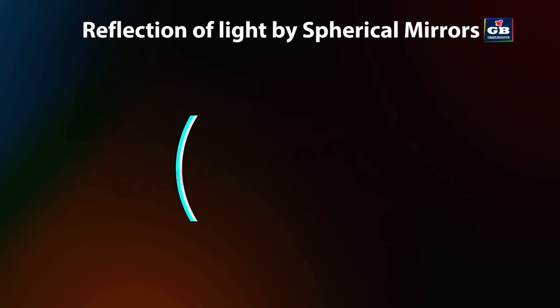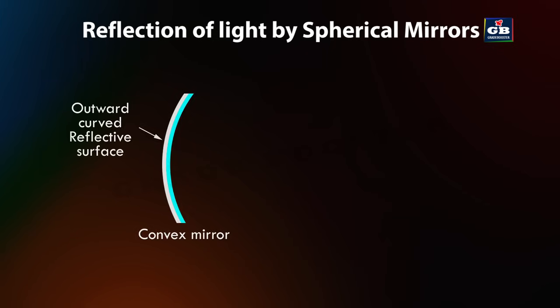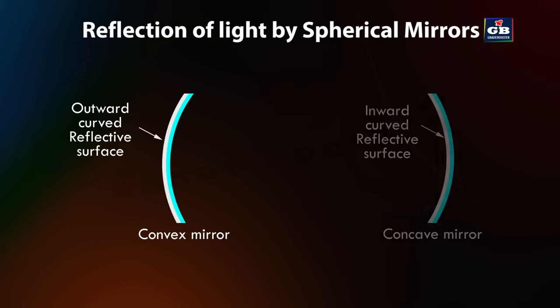A spherical mirror is a curved mirror and it forms part of a sphere. Spherical mirrors are of two types: 1. Convex mirrors and 2. Concave mirrors. A convex mirror is a type of spherical mirror that has an outward curved reflective surface. A concave mirror is a type of spherical mirror that has an inward curved reflective surface.